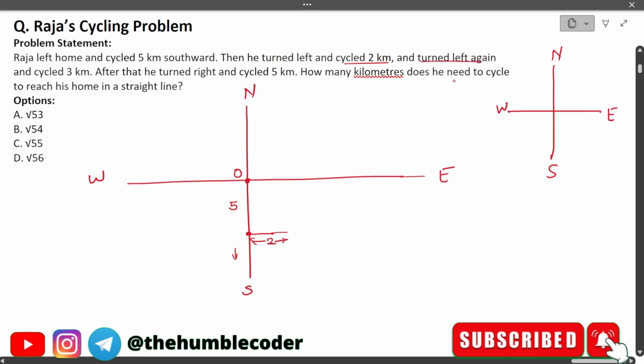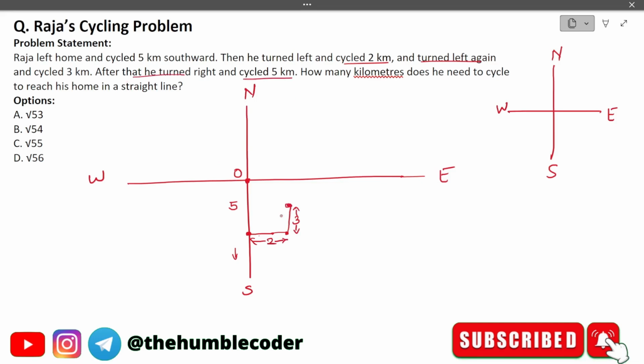And then again he turned left. So now his face is in this direction. For him the left will be the top direction, upwards. In that direction he traveled 3 kilometers. After that he turned right and cycled 5 kilometers. So now he is standing here facing north. From here the right direction would be this side. Here he has traveled again 5 kilometers. So now he is at this point.